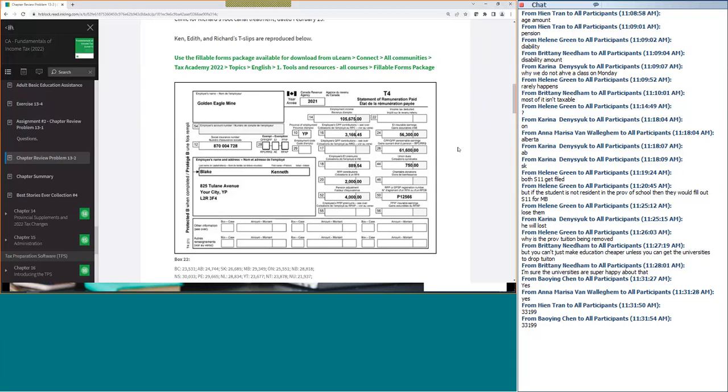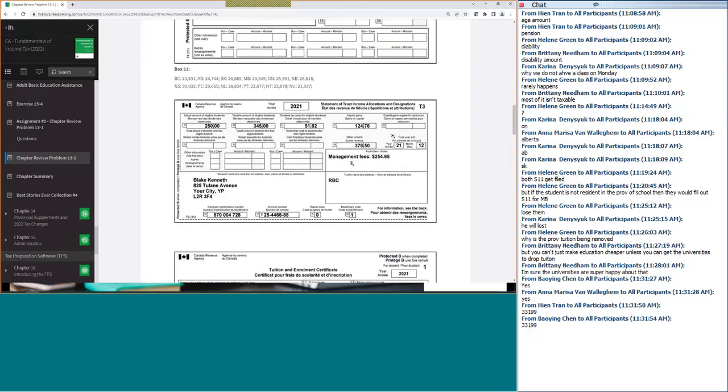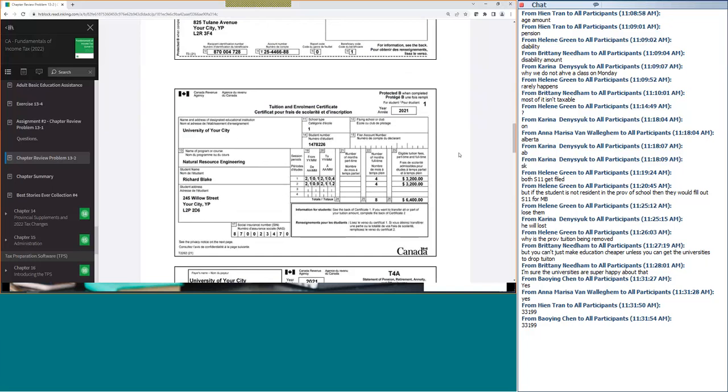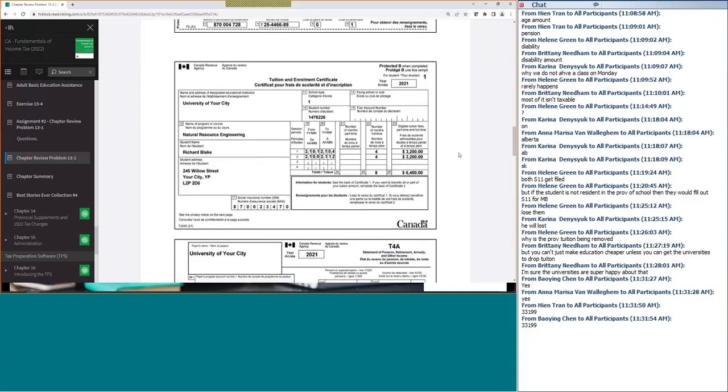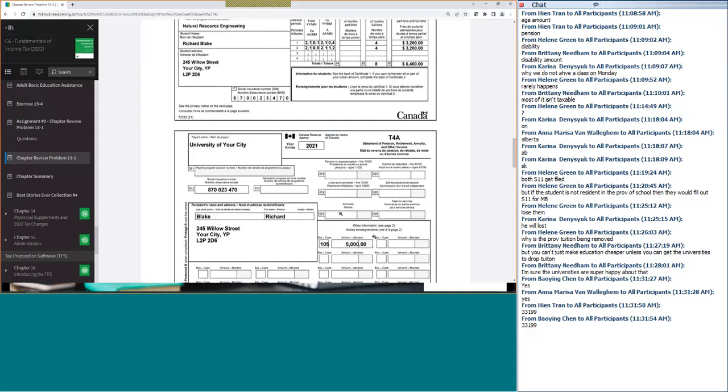Okay, so we have a T4 for Ken. We have a T3 for Ken with some capital gains and some other income. Don't forget the management fees. And we have some dividends. We have a T2202. So for this one, we know that Richard is a full-time student, 8 months, and he has a scholarship with a box 105. How much of the scholarship will be taxable? $0. Because he's a full-time student, $0.